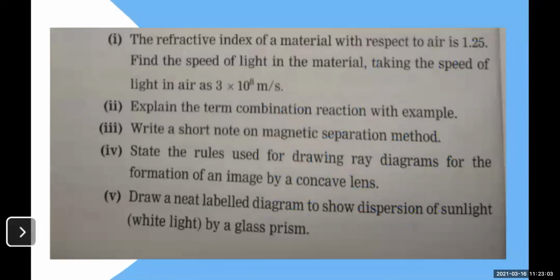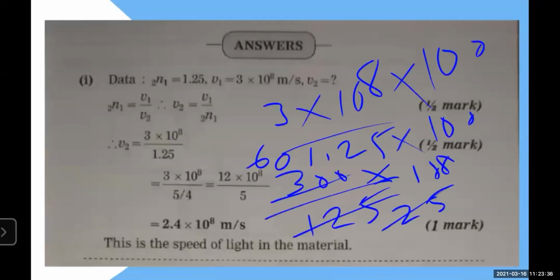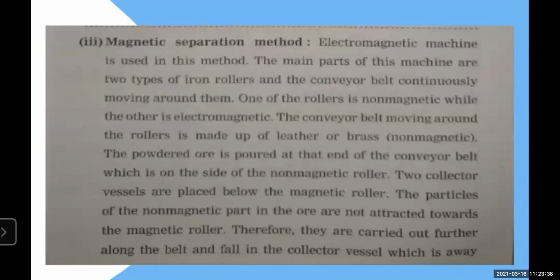Next question number 3, you can see, write a short note on magnetic separation method. In your metallurgy chapter, there are different methods given. So they can ask any one of the methods to explain: gravitational method, flotation method. Okay, there are different methods given. Wilfley table method. So here they have asked magnetic separation method. So you have to write down and draw a diagram. So what is magnetic separation method?